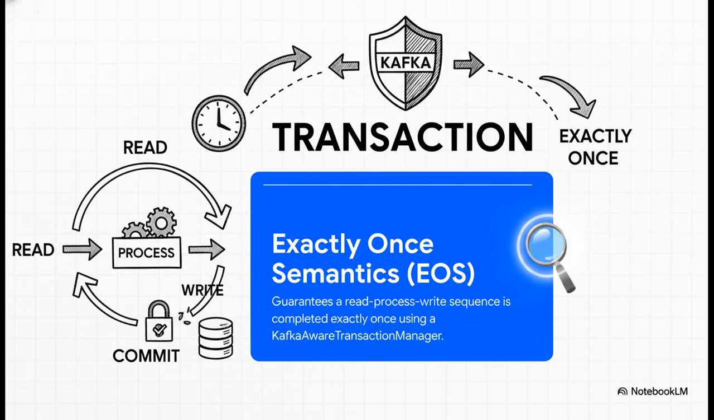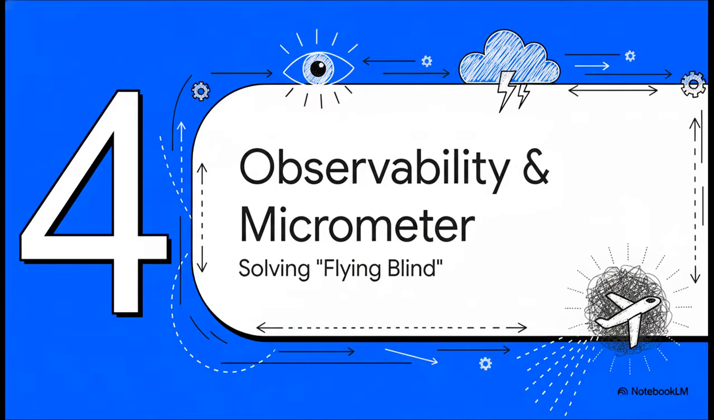And Spring Kafka pulls this off with something called the Kafka-Aware Transaction Manager. Basically, it wraps that entire read-process-write operation into one single atomic transaction. It's just like a database transaction. It either all succeeds or it all gets rolled back. The real magic is that the Kafka message offsets are committed at the exact same time as the database write. It's all or nothing.